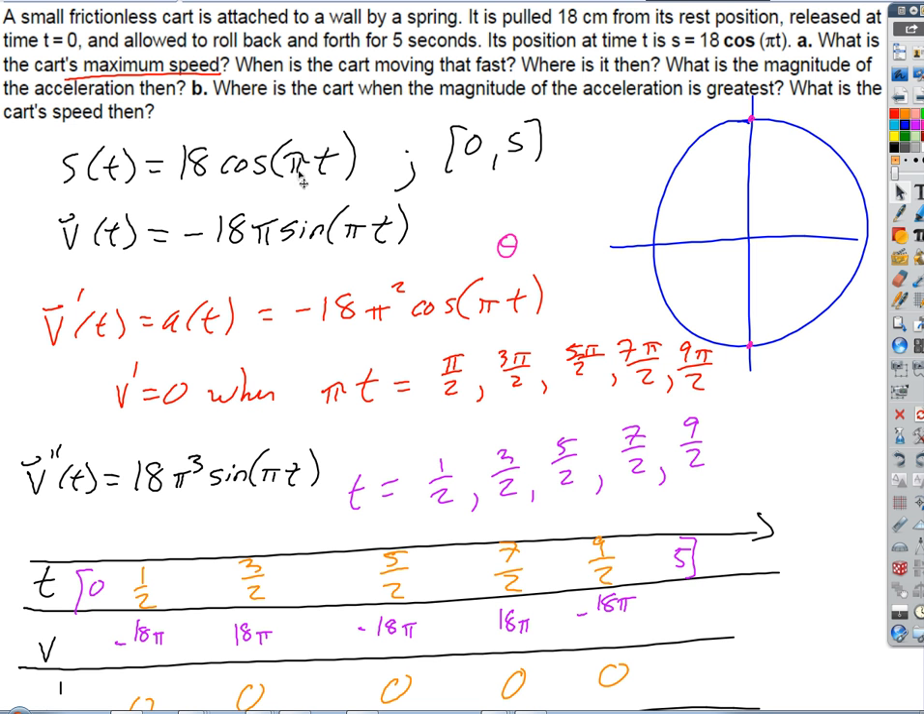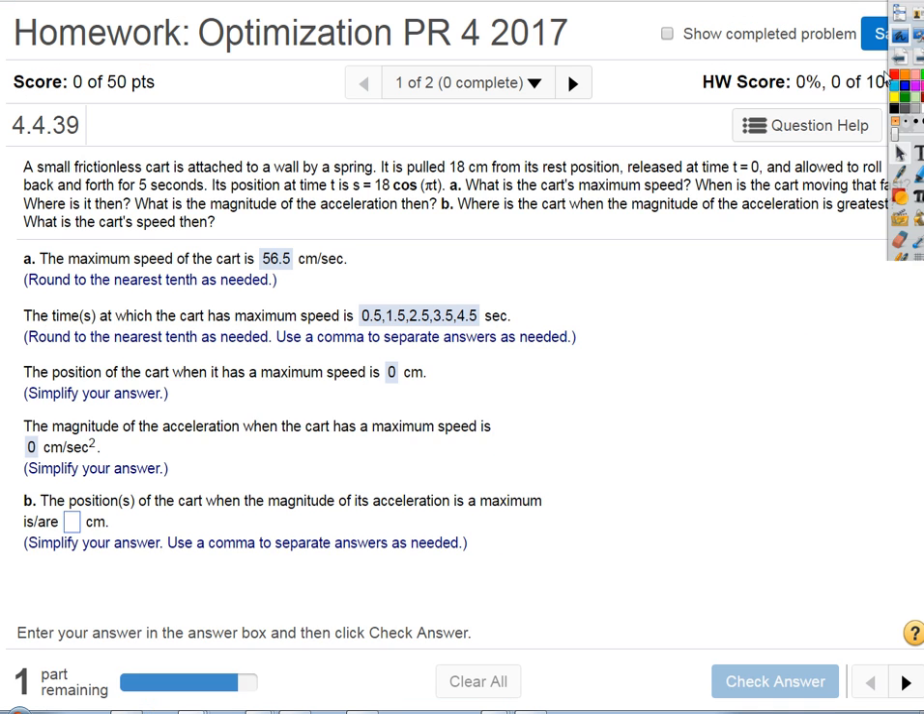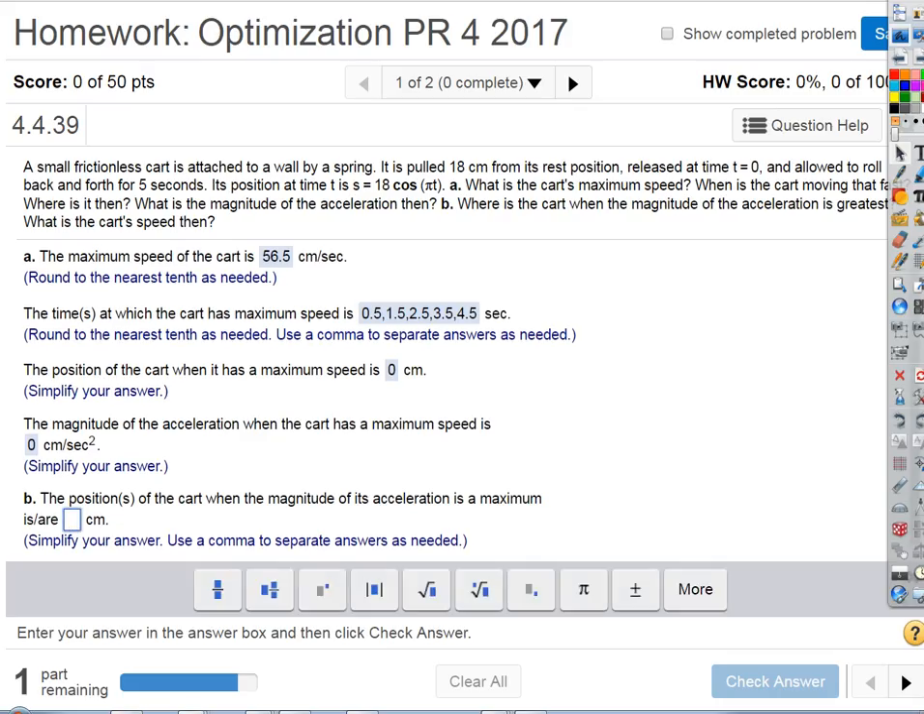Wait, right. It says the position, so do you need the negative? The positions of the cart when the magnitude of its acceleration is the maximum is r, so it'd be 18 or negative 18. So you need both. I think you need both. I'd put both. Alright. Okay.